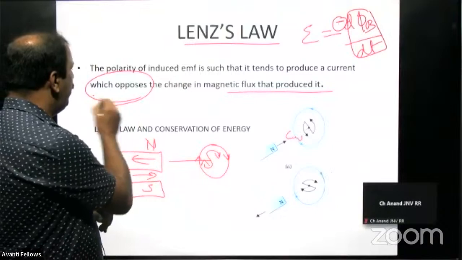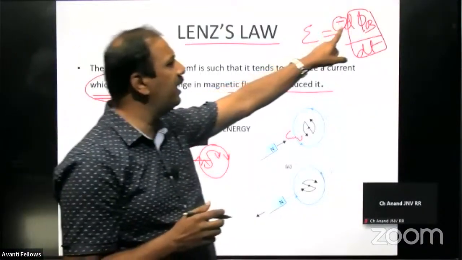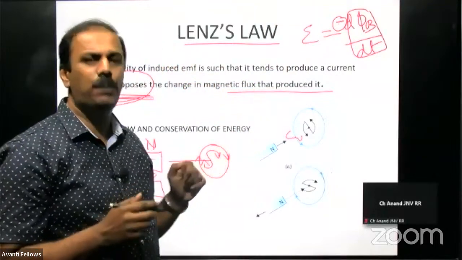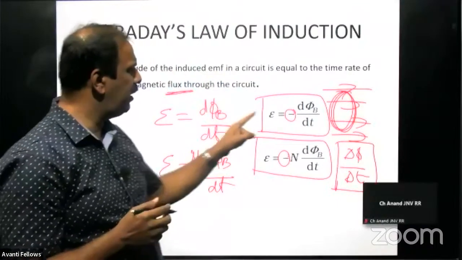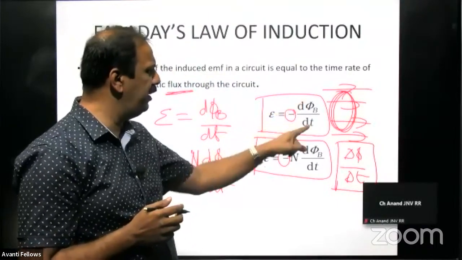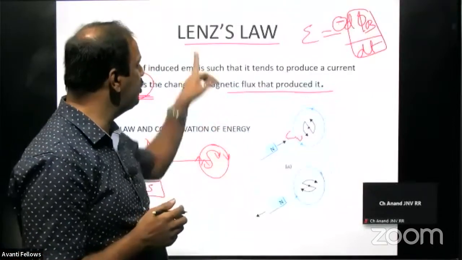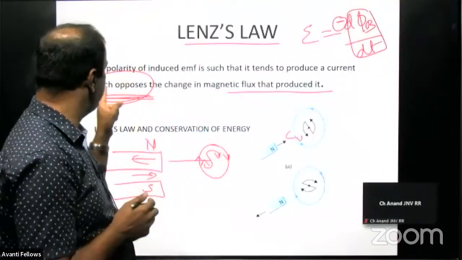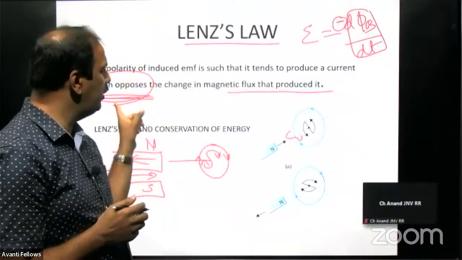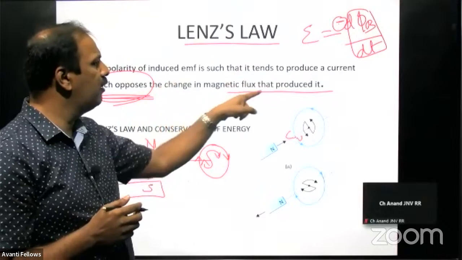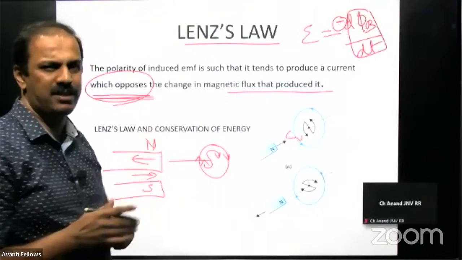So the main point is the induced EMF should oppose, and this negative sign shows that it is in the opposite direction. So once more, we have Faraday's law here. In Faraday's law, it says that E is equal to minus d phi by dt, and we have a negative sign here, and this negative sign is due to Lenz's law. So Lenz's law says that the induced EMF tends to produce a current which will oppose the magnetic flux that produced it, and how it is opposing, that's also discussed here.